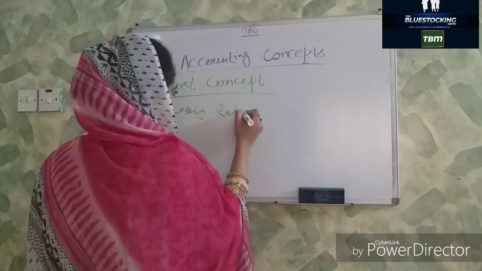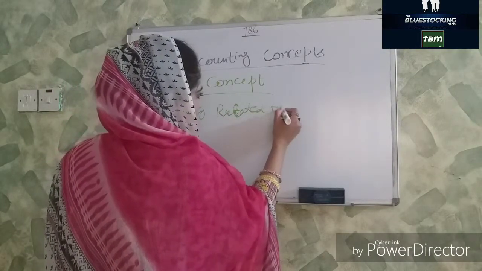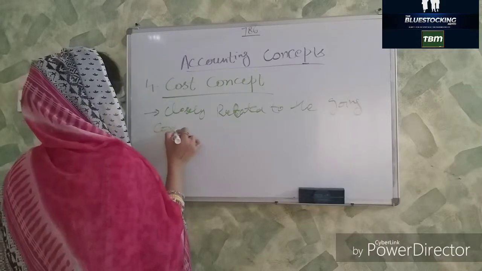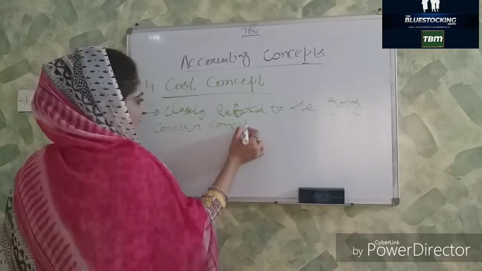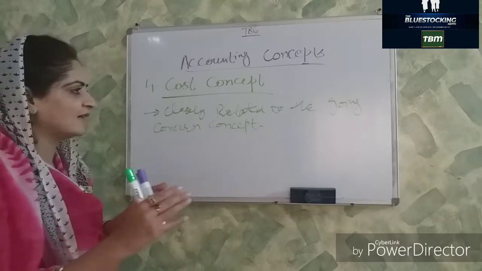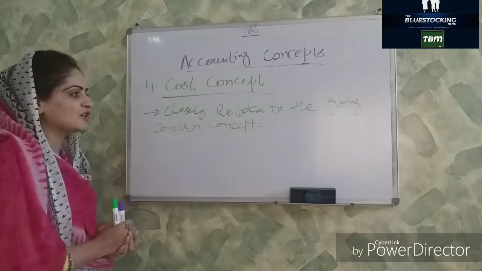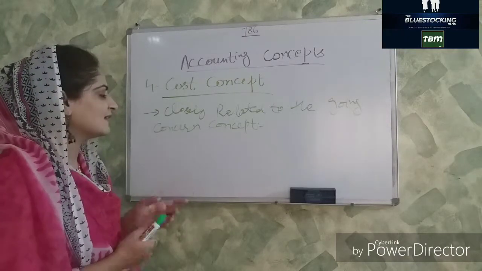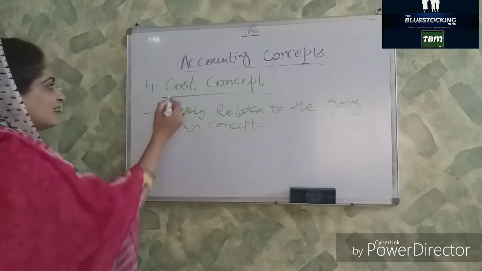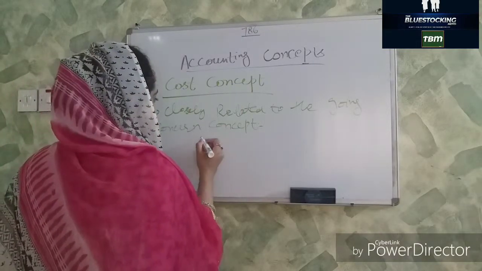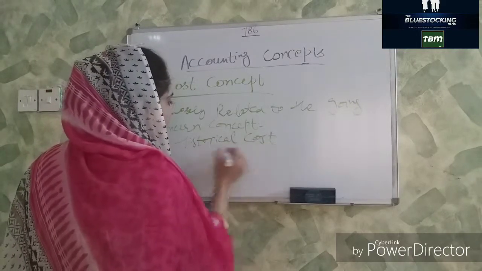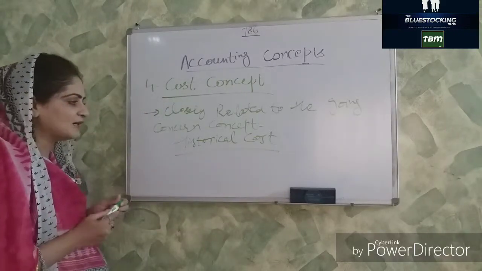As I said, this concept is closely related to the going concern concept. How can we say so? The going concern concept says that the business is an ever recurring and continuing process which will continue for the years to come. So we can say that this concept says that the business will make its own history. That's the point where it's interlinked with the cost concept. How? Because in the cost concept, the historical cost of anything in accounting matters rather than its market value.